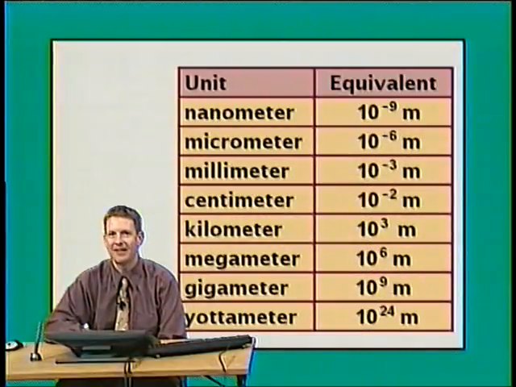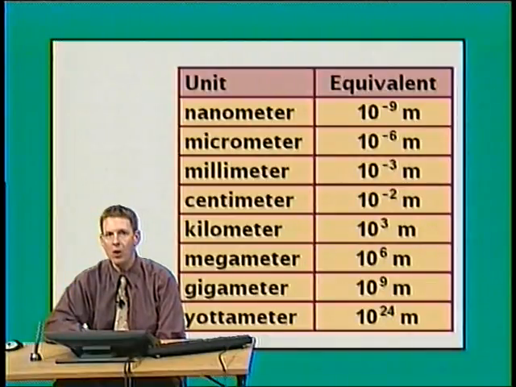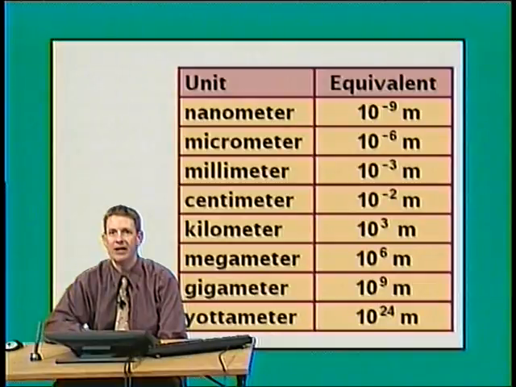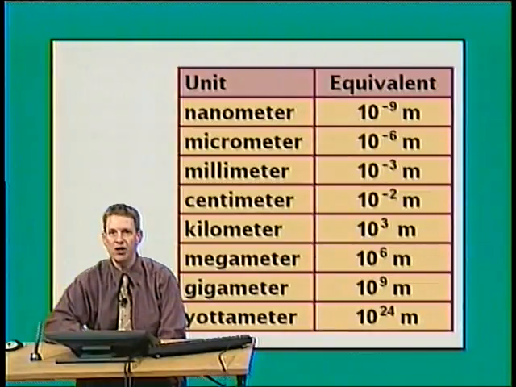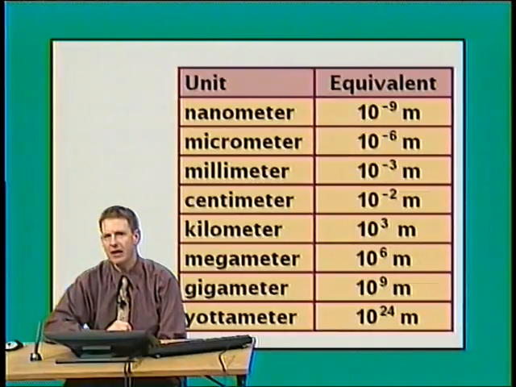What I have here is a little table that has several common metric names. We're using a unit of nanometer in our problem. A nanometer is 10 to the negative 9th meters. Some other common units you'll see are a micrometer, which is 10 to the negative 6 meters, a millimeter, which is 10 to the negative 3 meters, a centimeter, which is 10 to the negative 2nd meters, a kilometer, which is 10 cubed meters.